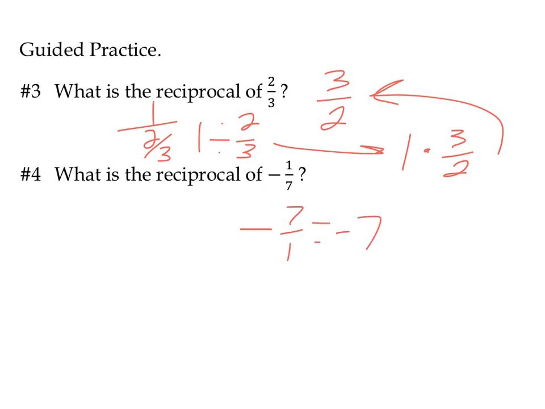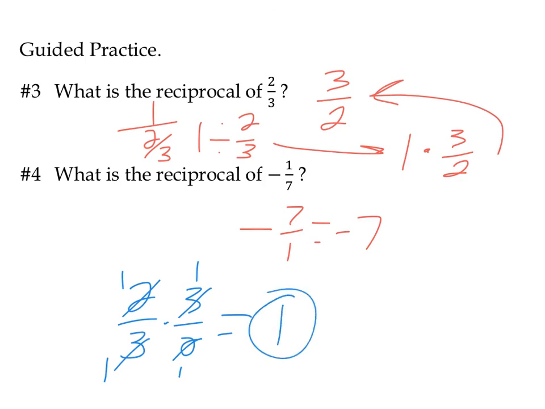And if you think about what their product is, in this first example we had 2/3 and 3 over 2. So if I take 2/3 times 3 over 2, those will cancel to 1 and 1. The 2s will cancel to 1 and 1. And when you multiply, you're going to end up with 1. The product of reciprocals will always be 1.